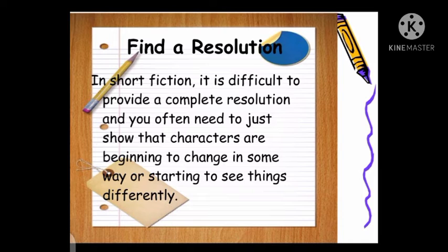Then ask yourself these questions. How does your main character finally solve the problem? If possible, can they solve it by using their own strength or wits? Does the story or character end up back where it started?